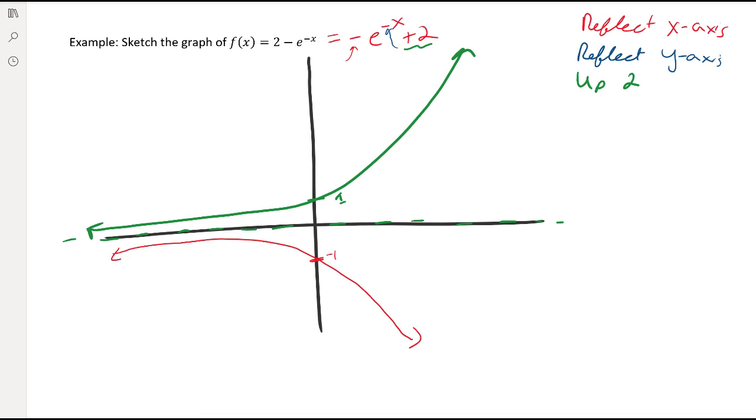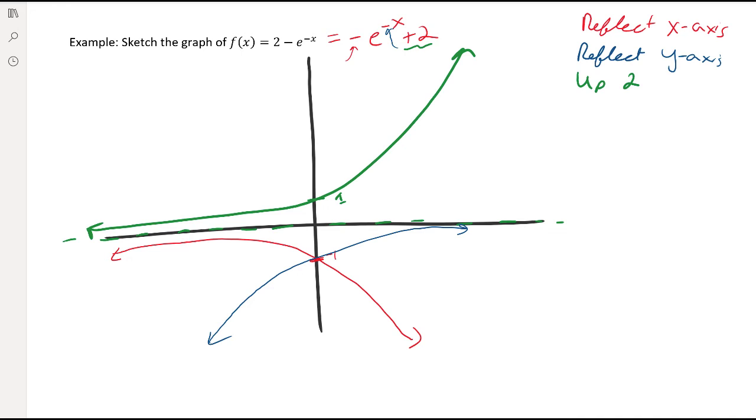Now let's reflect over the y-axis. I'm going to do that in blue. So I'm going to reflect the red graph now over the y-axis. Take that red graph and just flip it over the y-axis. So now that should look something like this. We're still going to go through that -1, but now we're going to approach the horizontal asymptote on that side.